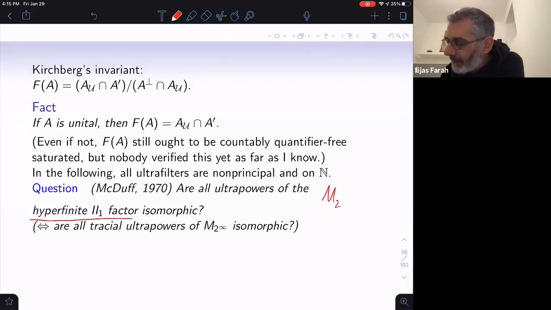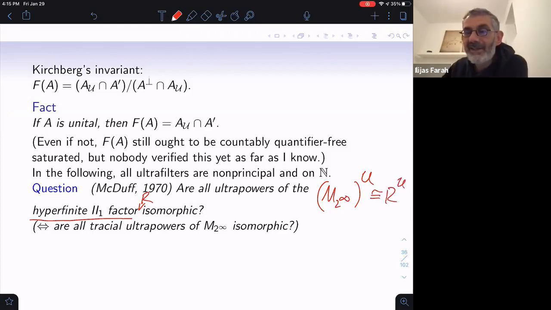Really, look at the CAR algebra and look at the tracial ultrapowers of it. These are really the same as, so the hyperfinite II_1 factor is called R. This is really the same as the tracial ultrapower of the hyperfinite II_1 factor. So you can entirely state this in terms of C*-algebras, right? So McDuff's question translates as, are all tracial ultrapowers of the CAR algebra isomorphic? Right? She asked this because they all look the same. And the question was, well, can you prove they're isomorphic?